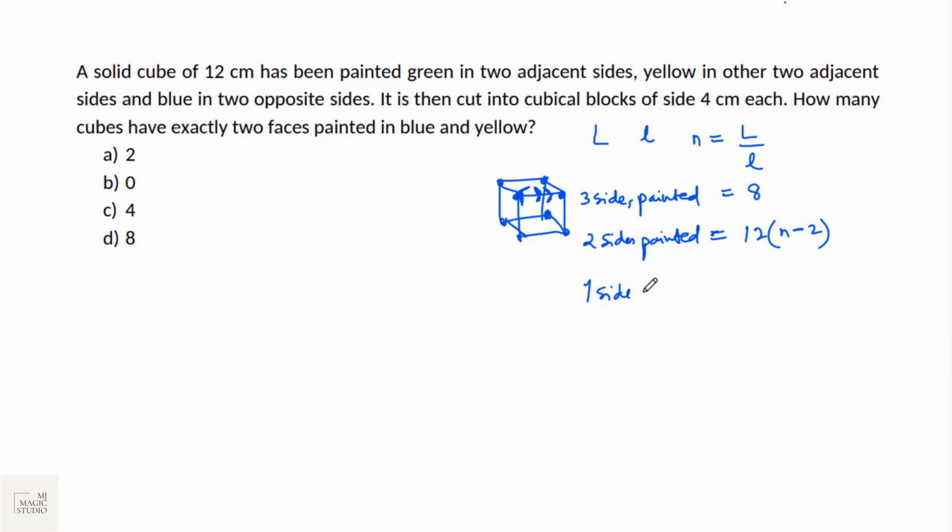One side painted would be on the face. These faces. How many faces do we have? 6.